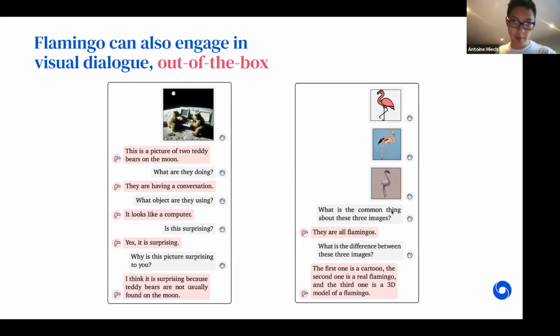And the model says they are all flamingos. What is the difference between these 3 images? The first one is a cartoon, the second one is a real flamingo, and the third one is a 3D model. Here you can see that's some kind of out-of-the-box capability that we can get without having to really train the model to do that. And I will go into more detail later on about how we did that.